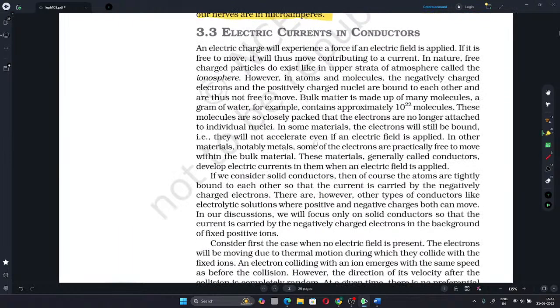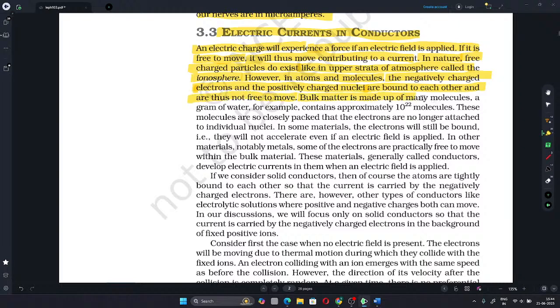Next topic, electric current in conductors. An electric charge will experience a force if an electric field is applied. If it is free to move, it will thus move, contributing to a current. In nature, free charged particles do exist, like in the upper strata of the atmosphere called the ionosphere. However, in atoms and molecules, the negatively charged electrons and the positively charged nuclei are bound to each other and are thus not free to move.